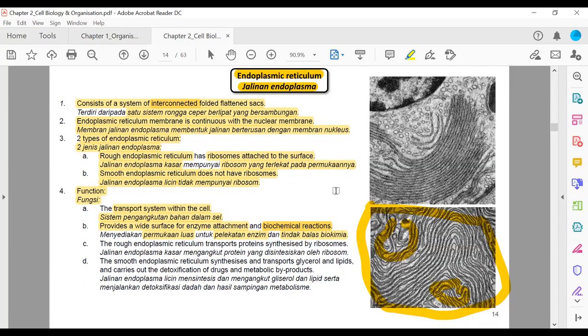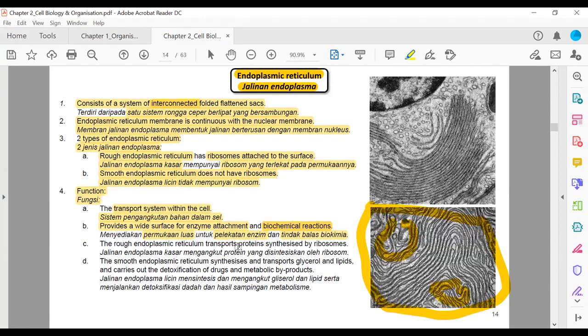So maknanya di sini permukaan endoplasmic reticulum, permukaan jalinan endoplasma menyediakan luas permukaan yang besar untuk enzim melekat padanya. Dan kemudian bila enzim ini melekat pada permukaan jalinan endoplasma, so what happen? Semua tindak balas biokimia boleh berlaku di atas permukaan jalinan endoplasma. All the biochemical reactions can occur there because enzymes are attached onto the surface of this endoplasmic reticulum.